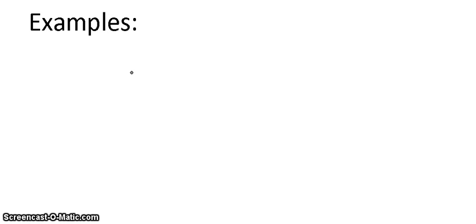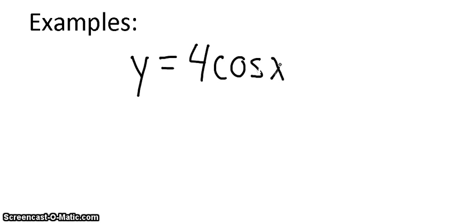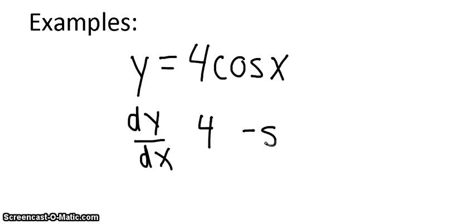Or, for example, if we had y equals 4 cosine of x, and then we took the derivative of that, we would have 4 and then negative sine of x, and then we would just combine these into negative 4 sine of x.